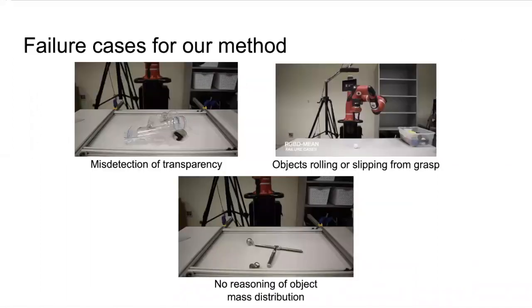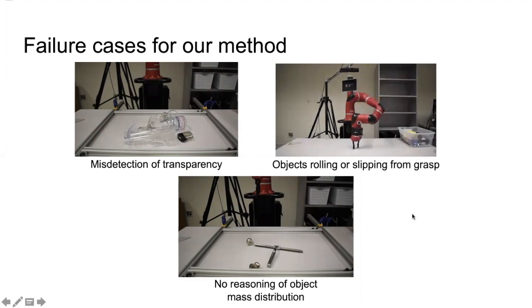Here are 3 common failure cases for our method. On the top left, our method sometimes misdetects transparent regions of an object, particularly in clutter. On the top right, because we are only using pinch grasps, certain objects can roll or slide out of the gripper. On the bottom, our method fails to consider object mass distribution during grasping.